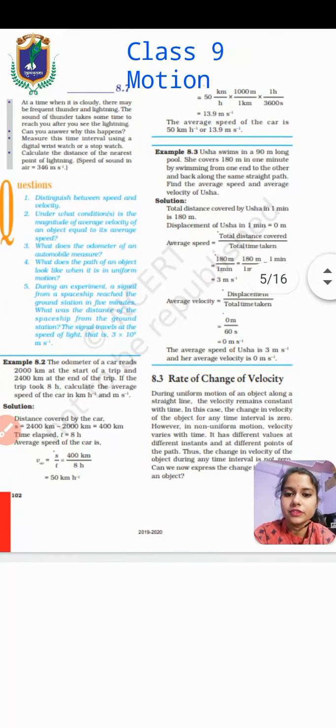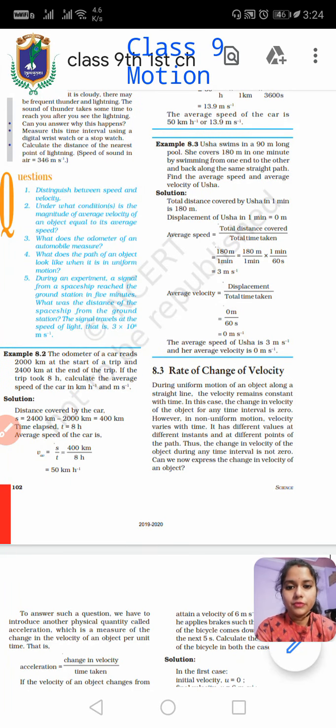This is called velocity. Before going to start velocity, you have to practice the speed formulas and the numericals. It is very important for your exams. And now I am going to start the velocity.